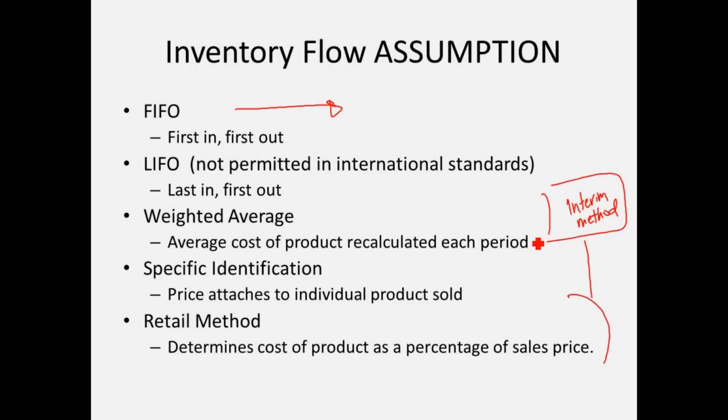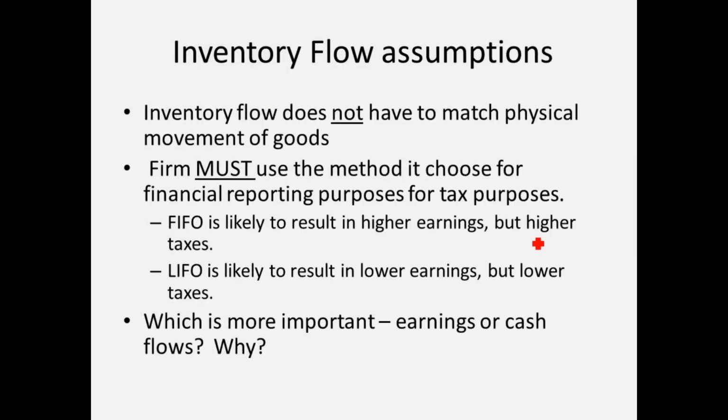So LIFO is not allowed. When you ask some companies in the U.S. why or why not they are looking forward to the transition towards international standards, the biggest issue will be, well, we're concerned about the fact that we can't use LIFO, and that may end up costing us a lot in real tax dollars. Okay, so that is one of the big concerns about harmonization.